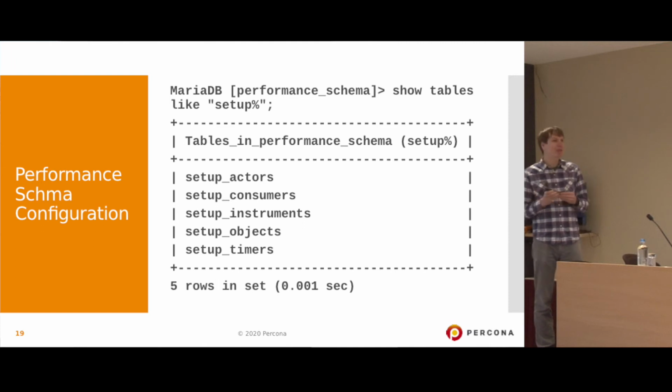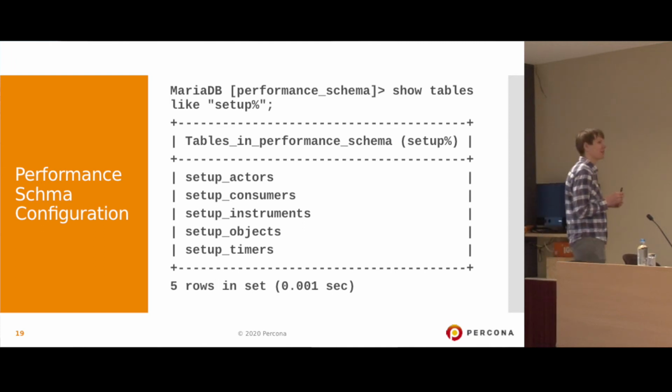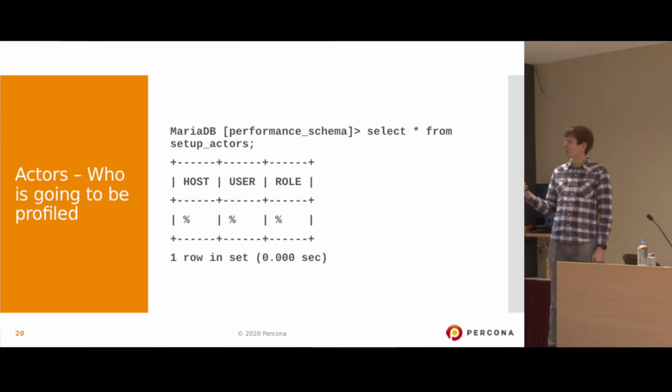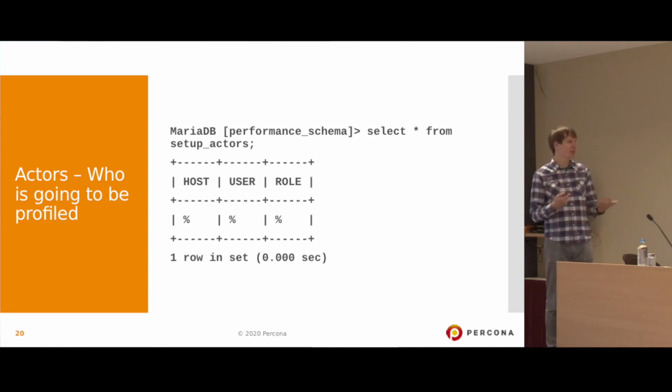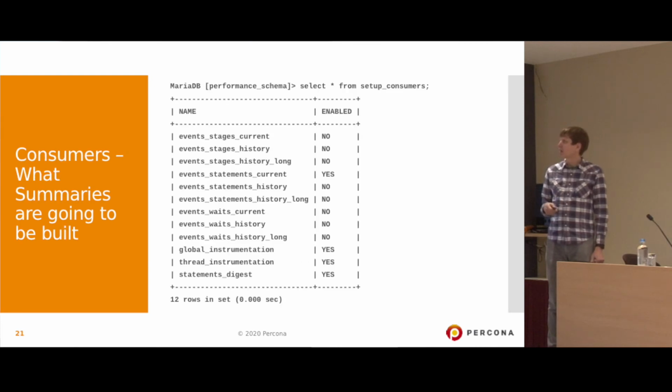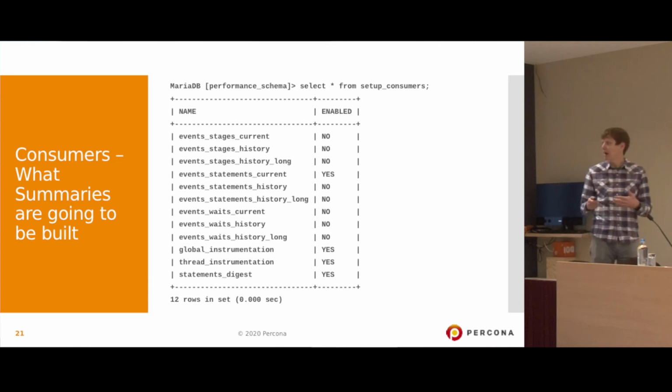If you look at performance schema configuration, it is, I think, very distinct from many other items in MySQL, right, in how you configure it. It's done through performance schema tables, so it can be done at runtime with SQL, though you also can do that through configuration settings. Setup actors tells us what kind of users are going to be monitored, right? Then you can set up consumers, which tell us what kind of summaries are going to be built, right? And these are the default settings.